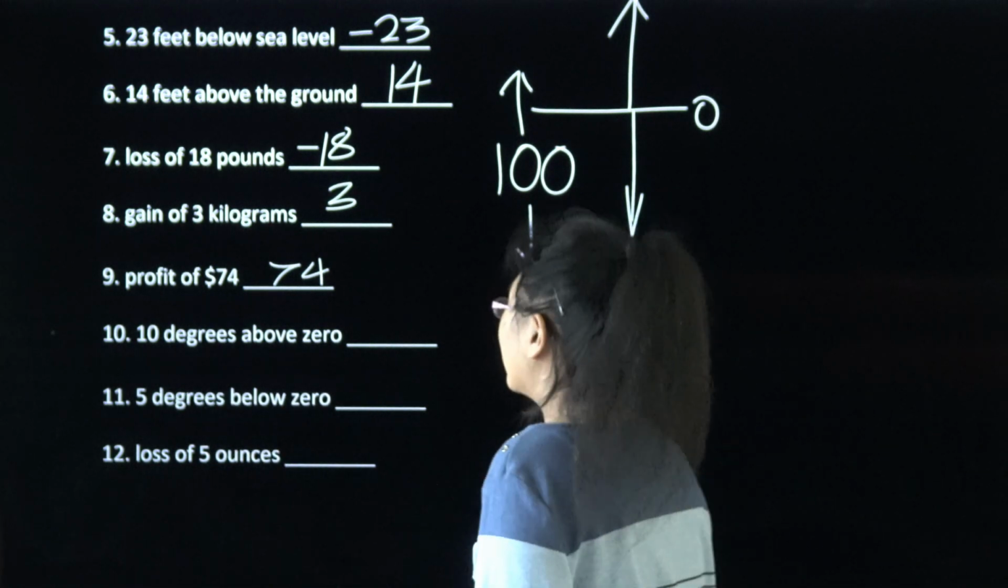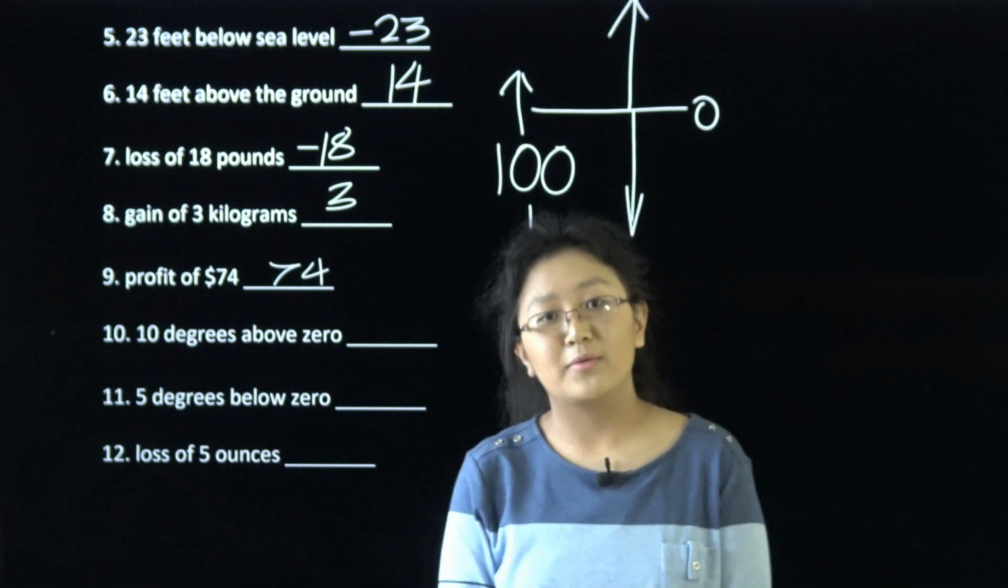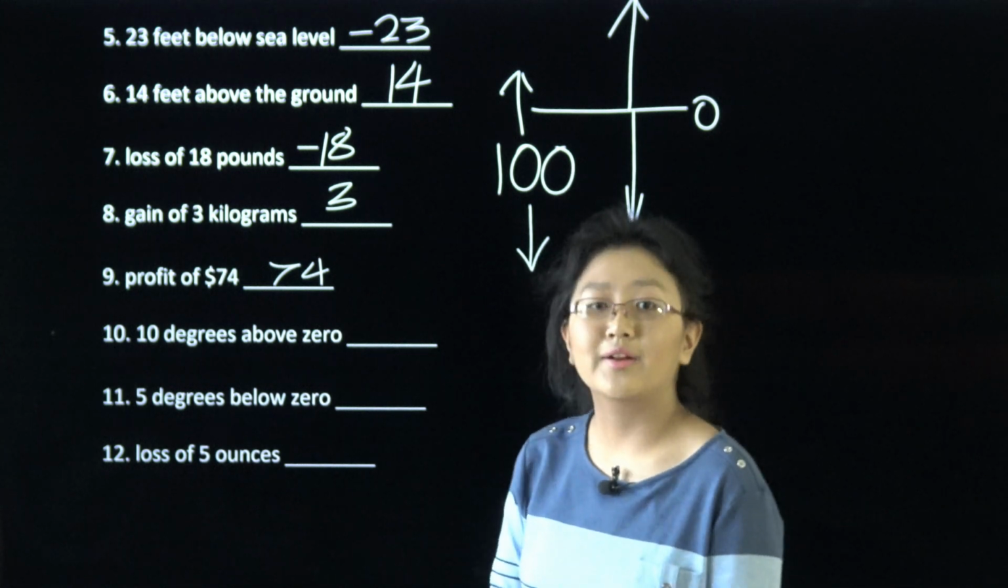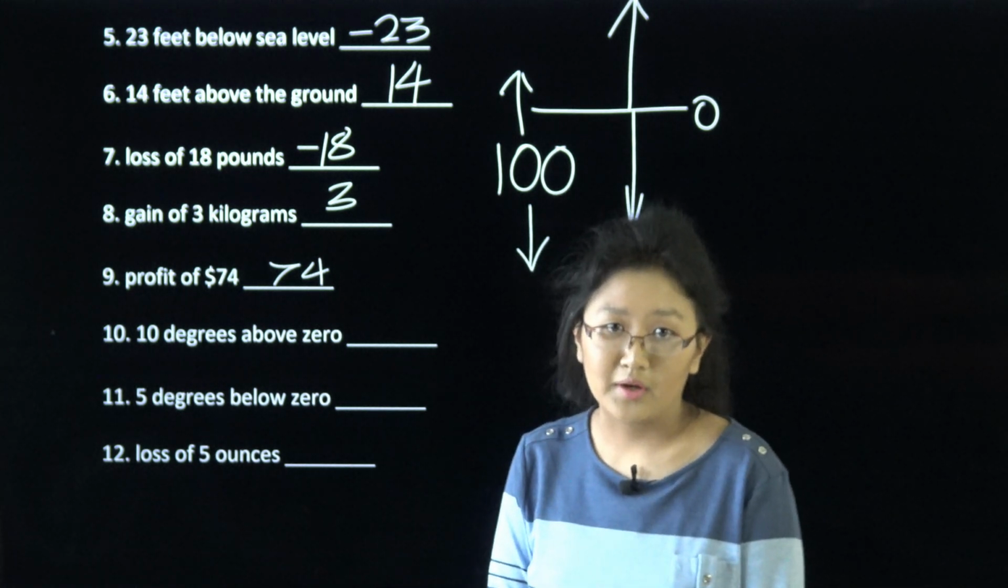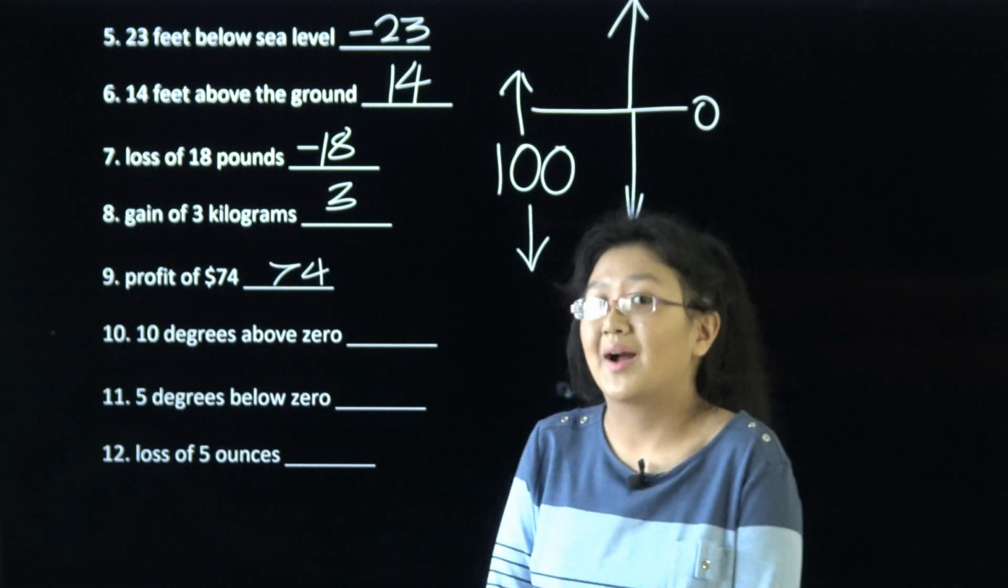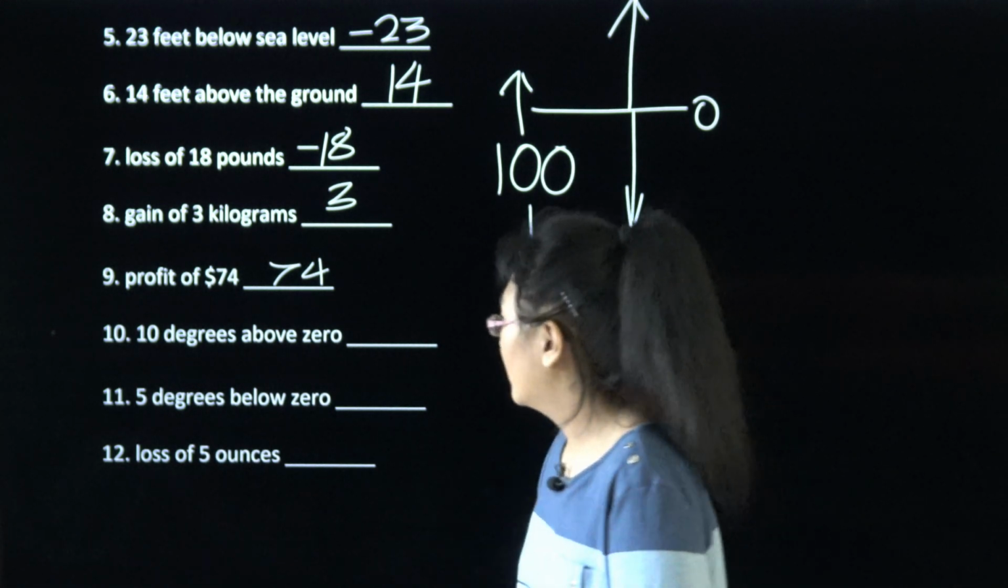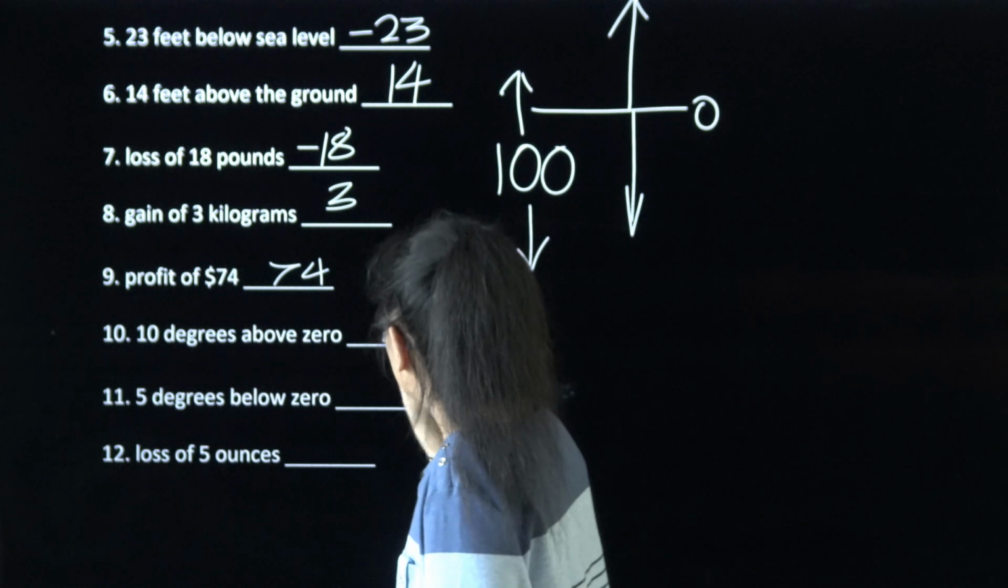10 degrees above 0. Now I'm sure we've all seen the weather before, and if they say it's 10 degrees, then it means it's 10 degrees above 0. So do they say it's negative 10 or minus 10? No. So that would just be 10.